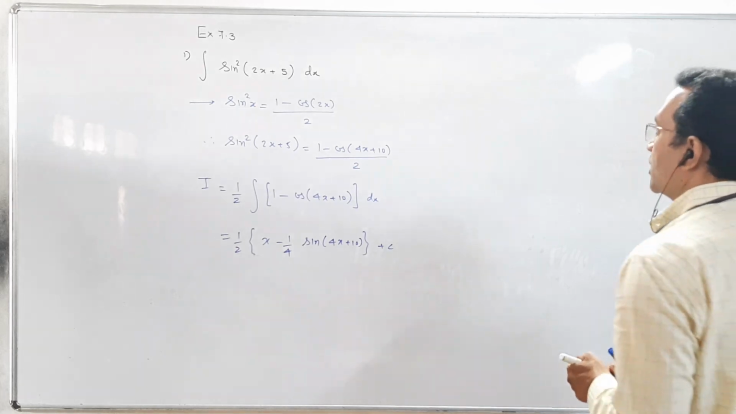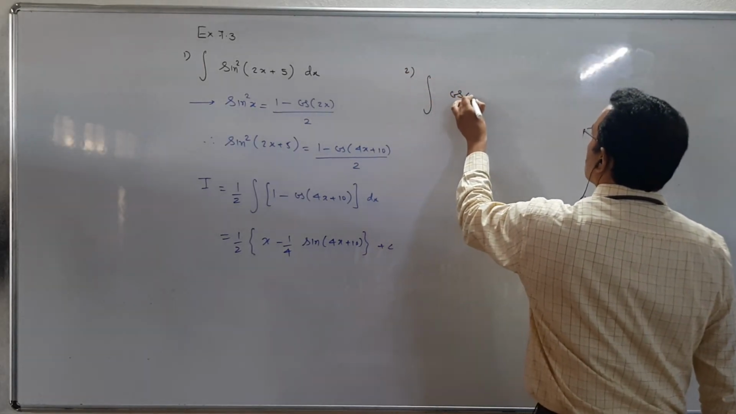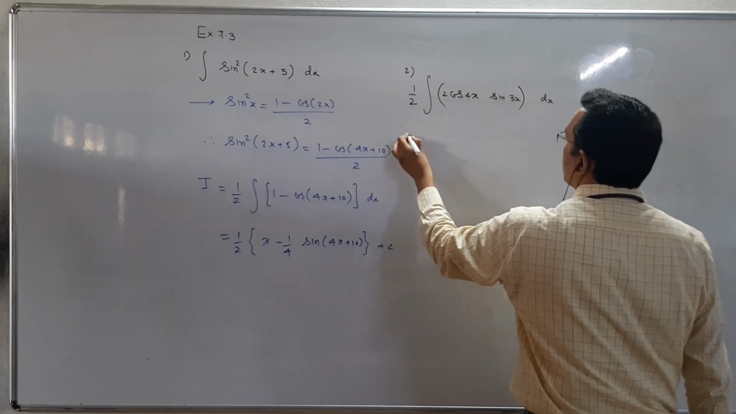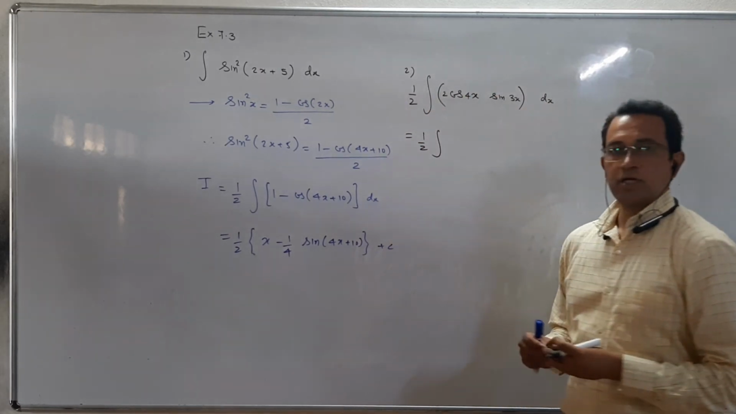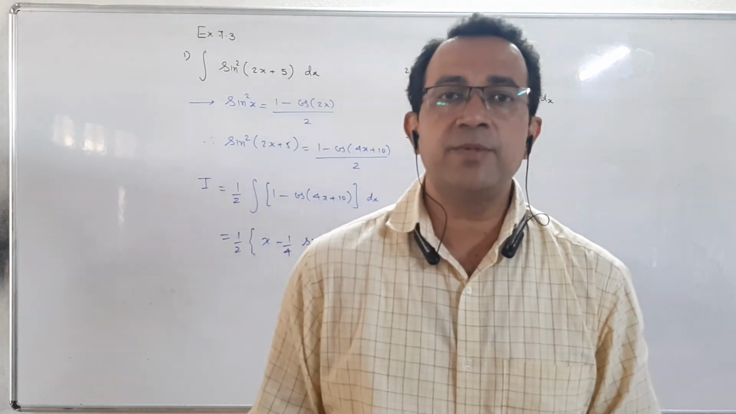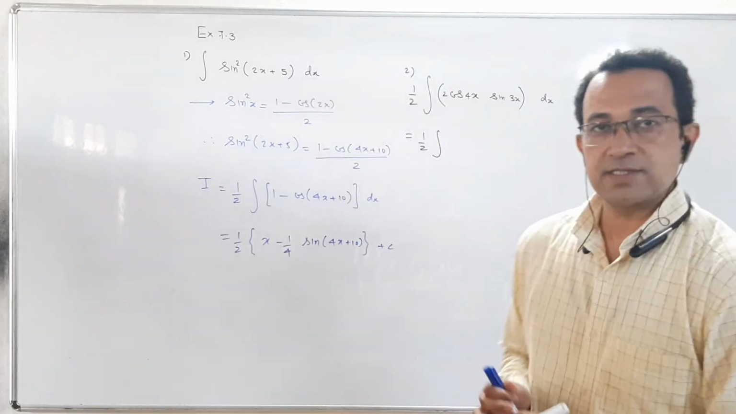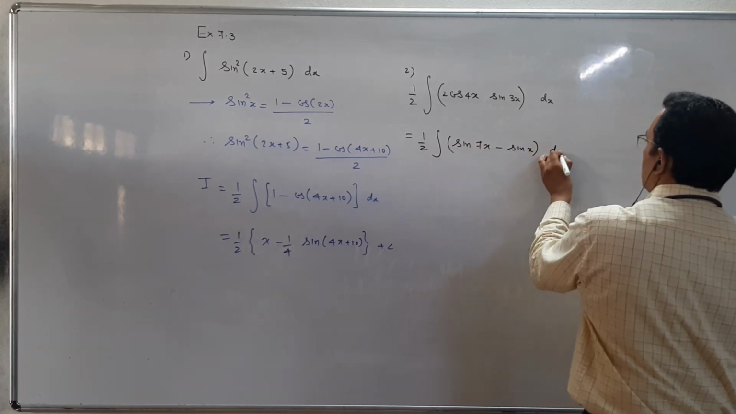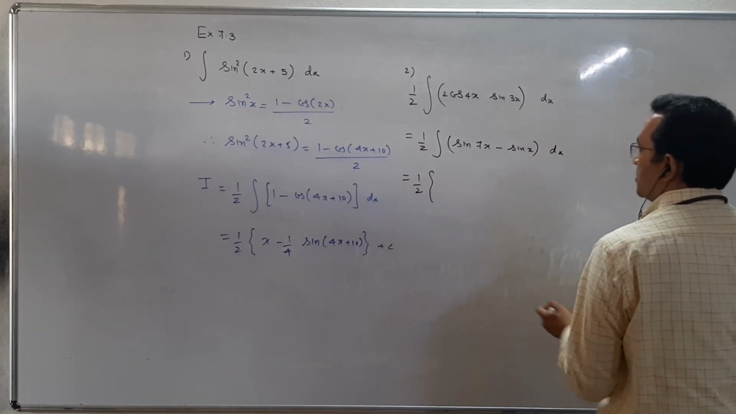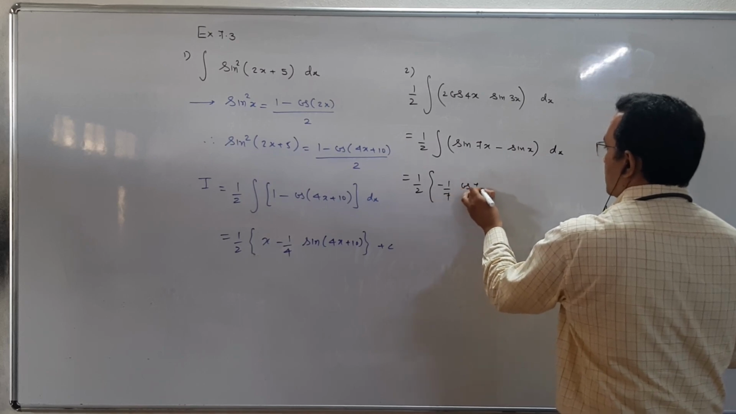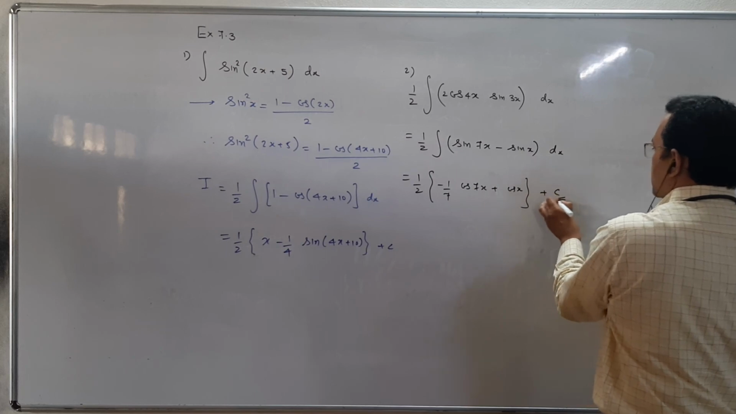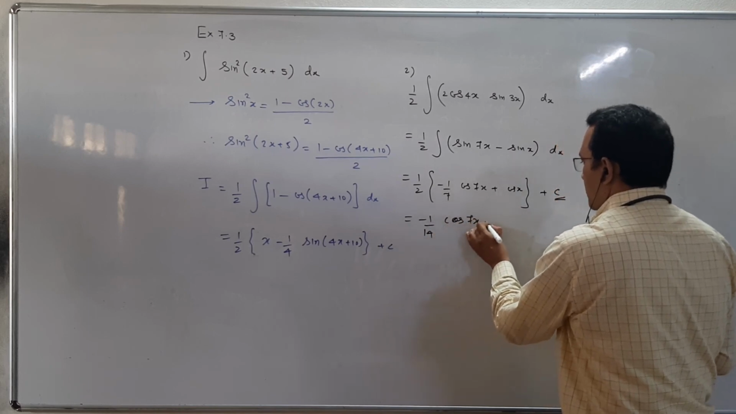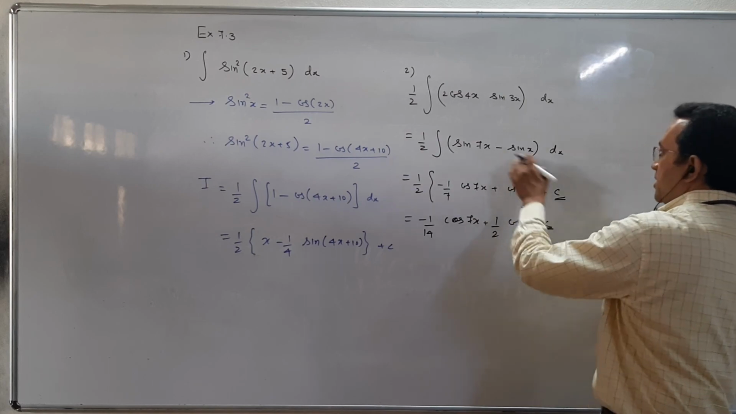Sine of 3x into cos of 4x. Cos of 4x into sine of 3x dx, simply multiplying and dividing by 2. Because in integration we don't have a product rule, whenever terms are in product, we have to separate them in terms of addition or difference. What is 2 cos A sin B? It is sine of 7x minus sine of x dx. What is the integration of sine (ax plus b)? Minus 1 by a cos (ax plus b) plus c. This is your answer. So if I go for expansion and write, this is minus 1 by 14 cos 7x plus 1 by 2 cos x, since minus minus becomes plus.